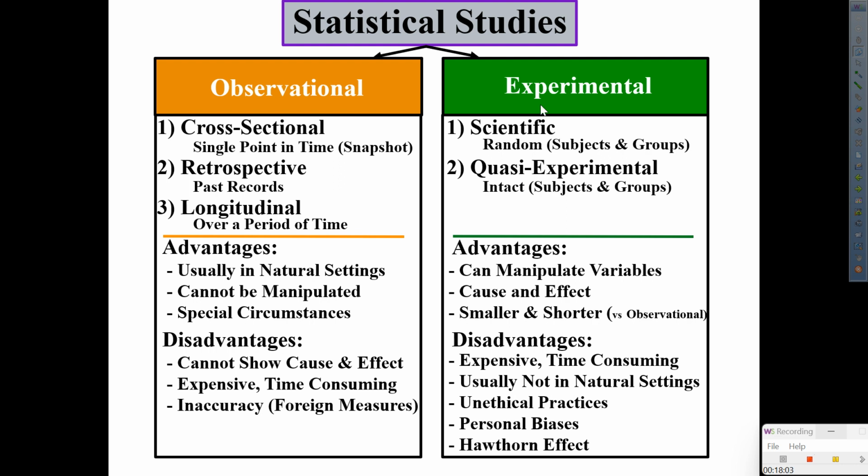So, once again, scientific versus quasi-experimental. Without looking at the screen or your notes, tell your neighbor the difference between scientific and quasi-experimental.